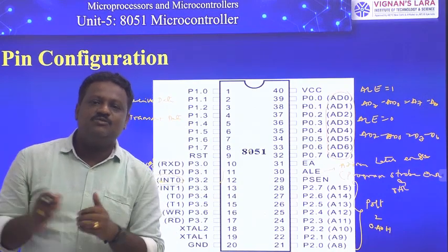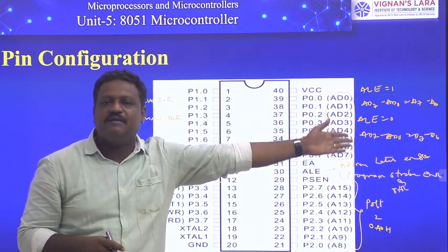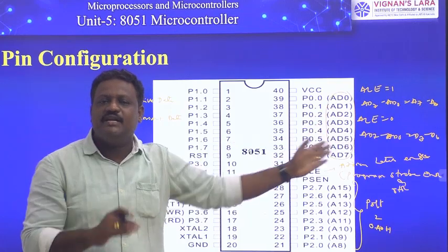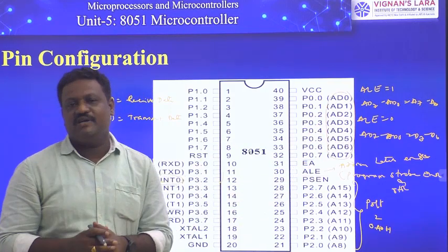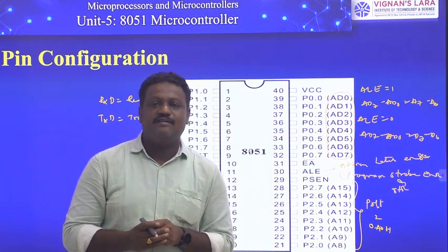Then from the next clock cycle onwards, in the same machine cycle, the same multiplexed address and data lines become data lines. At that time, the ALE signal logic level is 0. It simply acts as an enable signal for the address latch.